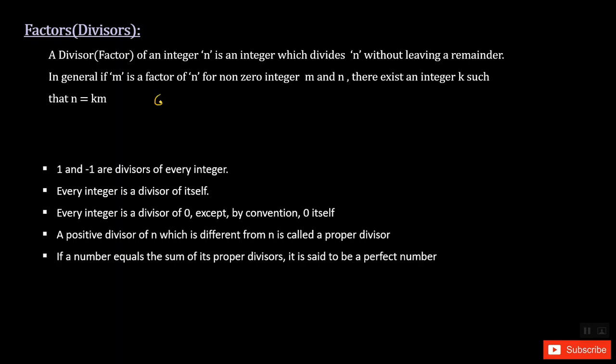If I say 6 is divisible by which all the numbers? It's divisible by 1, 2, 3 and 6 itself. These all numbers are called factors or divisors of 6, right? In general, if m is a factor of n for non-zero integers, there exists an integer k such that n is equal to k times m. So the meaning of this sentence is I can say 2, 3 and 6 and so on.